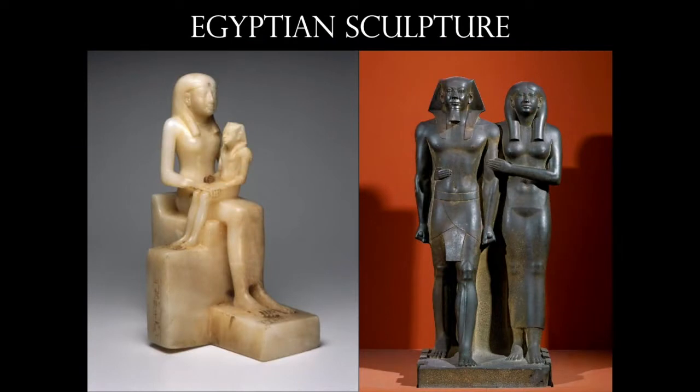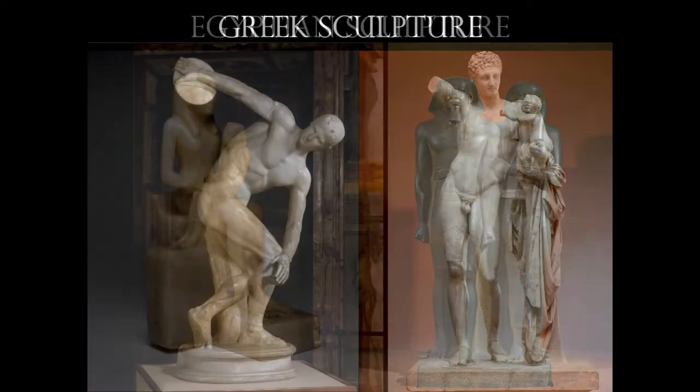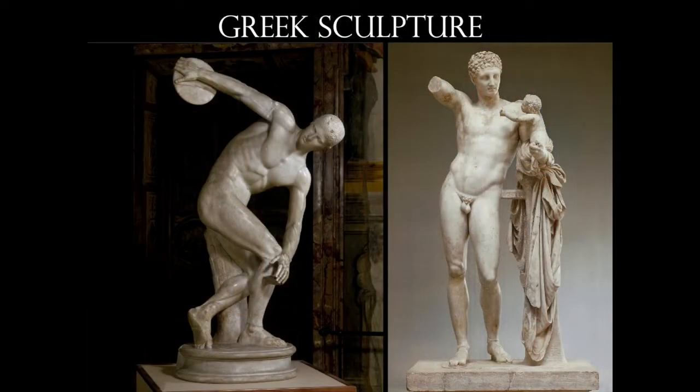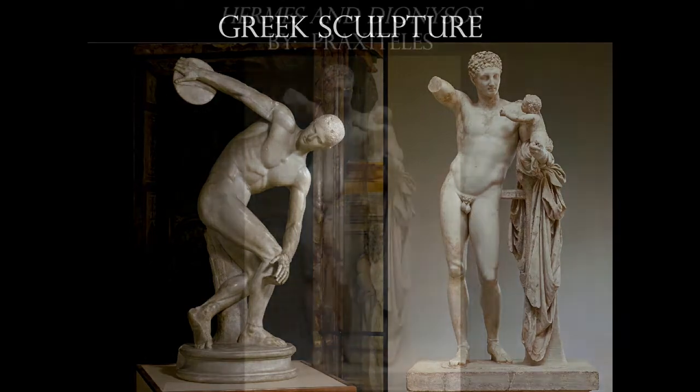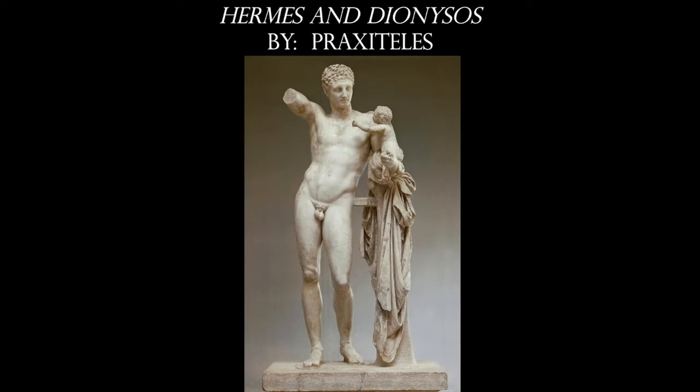We see carving done during the Egyptian time period, during the Greek civilization. And particularly, I want to point out this sculpture at the right is called Hermes and Dionysos. Hermes is the man, Dionysos is the child, and this is also the god of wine. So we believe that Hermes was possibly holding up a cluster of grapes that Dionysos was reaching for.